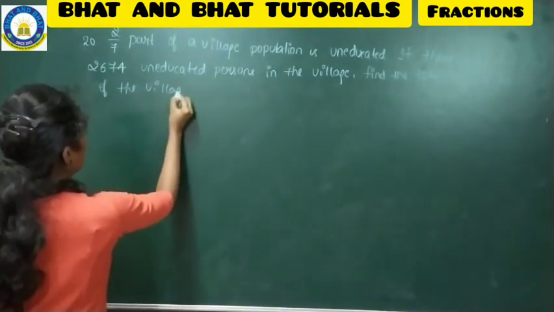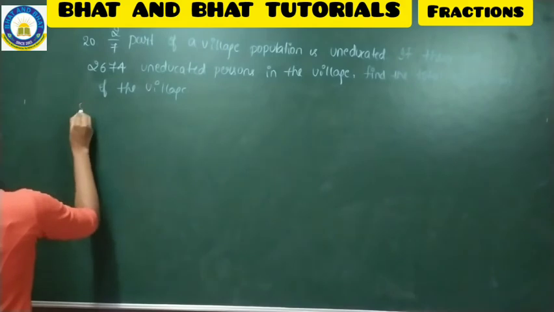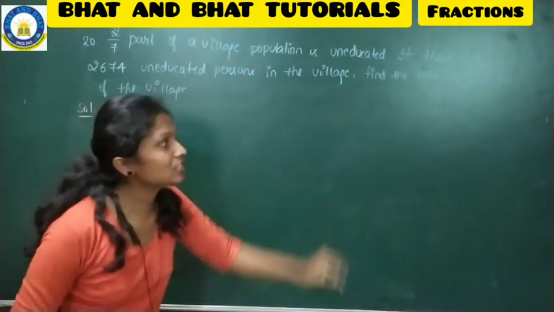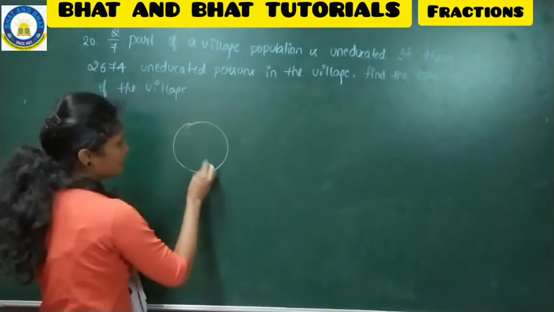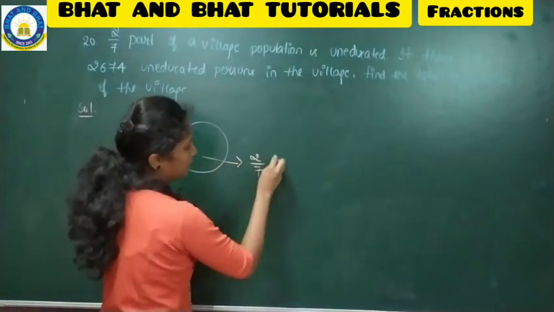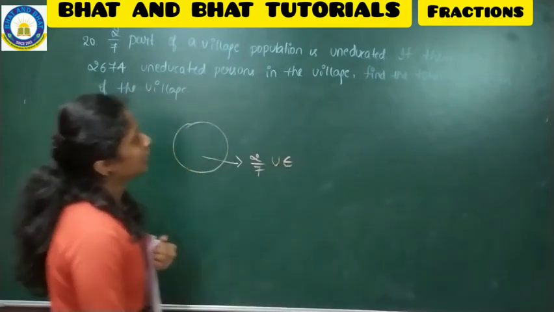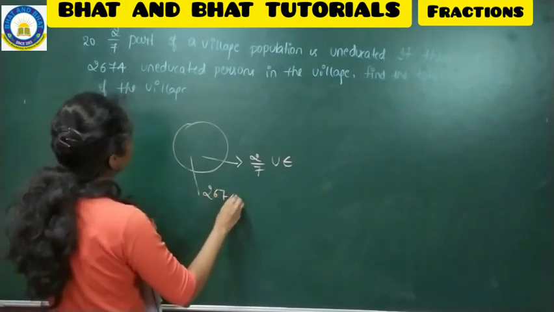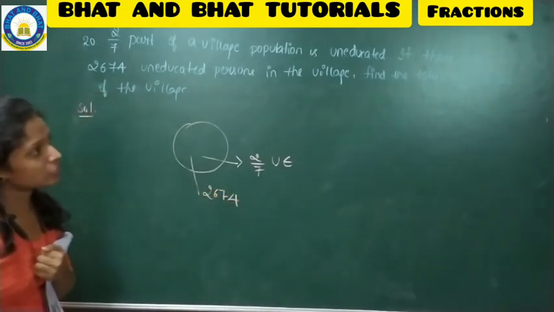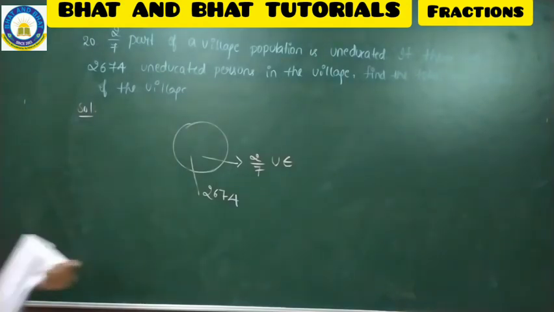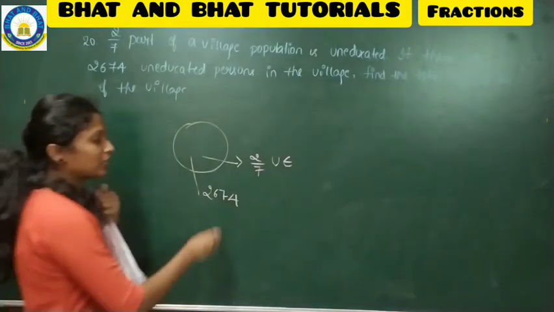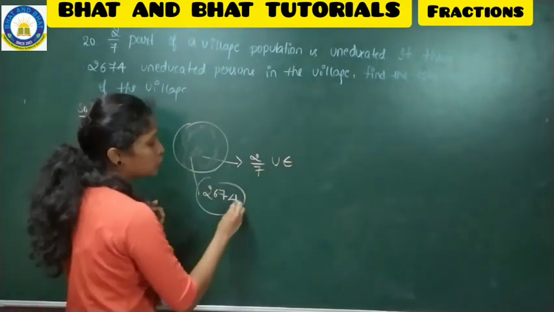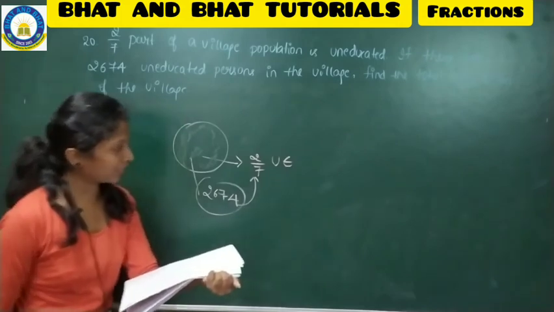So what they are telling in the question, see the question once. 2/7 part of the village population is uneducated. There is one village, in that 2/7 of the people are uneducated. If there are 2674 uneducated persons in the village, find the total population. So on both sides you can see uneducated people itself. That means what is the total population together? You have to find it out.